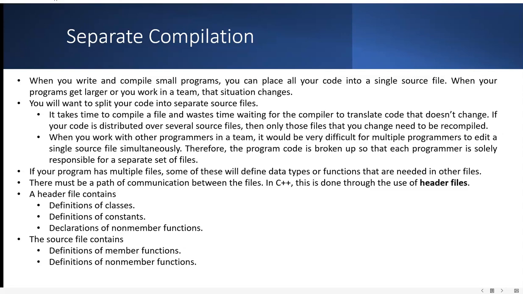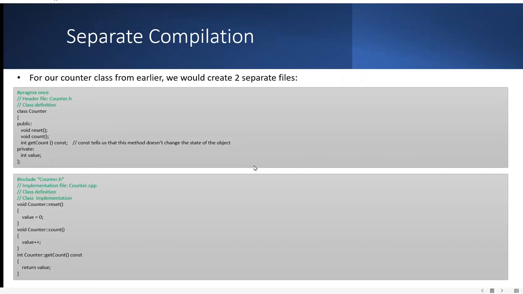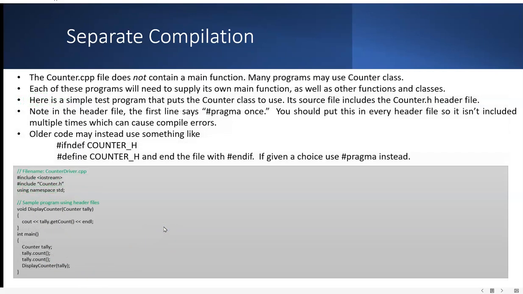A header file contains definitions of classes, constants, and non-member functions, that's regular functions. The source file contains the definitions of member functions and the definitions of non-member functions as well. So for our counter class, we'd have a header file which contains the definition, and then we have our implementation file which contains the details of how we implement it. The counter.cpp file doesn't contain a main function. Many programs could use the counter class, and each of these programs will supply its own main function and just include the counter.h file.